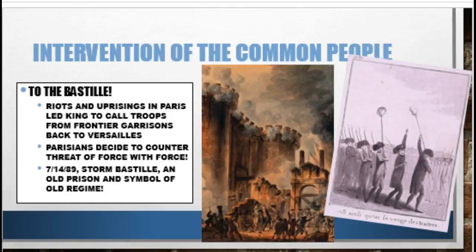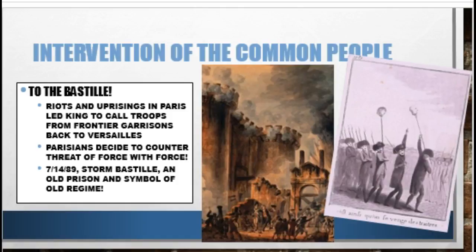All right, an old prison and a symbol of the old regime and the arbitrary rule of the Bourbons. The Bastille was stormed because there was a rumor of guns and ammunition that were in fact stored there. While the prison only contained about 7 prisoners at the time when it was stormed, its fall was the flashpoint, if you will, of the French Revolution.